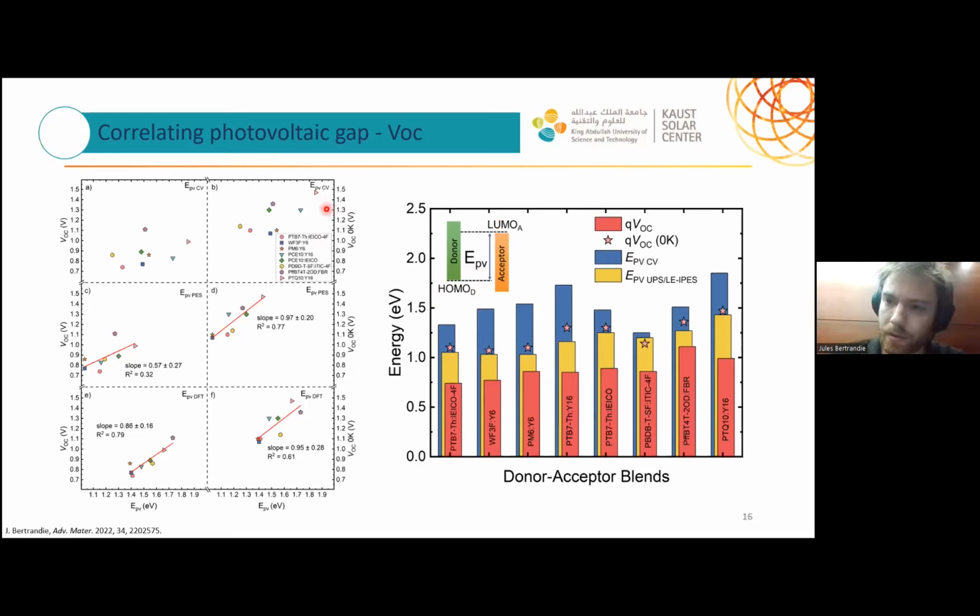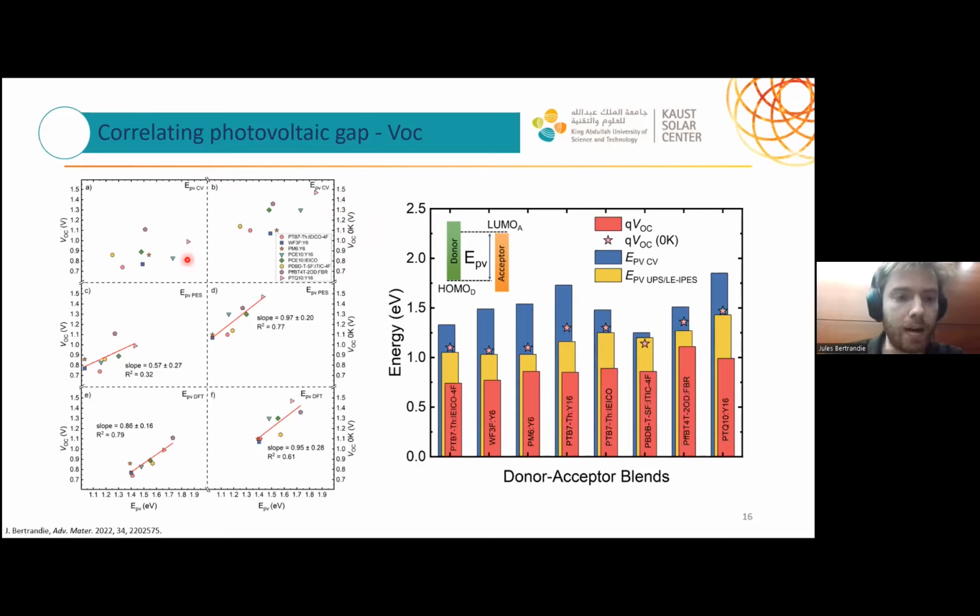We also correlate the VOC estimated at 0 Kelvin. In order to have those values, what we did is a temperature dependence measurement of the VOC. So we just measured the VOC at different temperatures. We decreased the temperature until 200 Kelvin. And once we have a kind of trend, we just extrapolate to 0 Kelvin, and then we have this VOC estimated at 0 Kelvin. And it has been shown that it is an estimation of the city states.